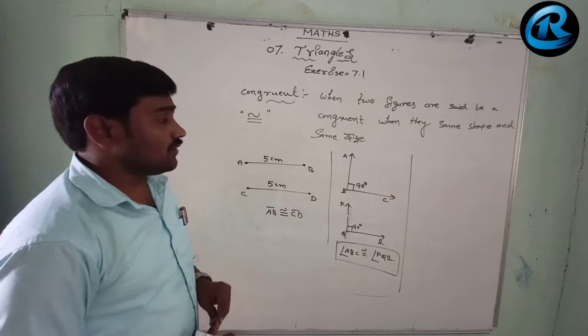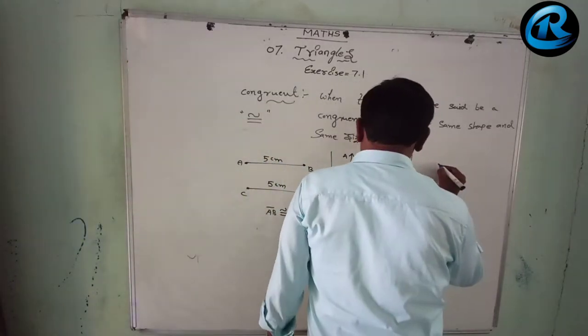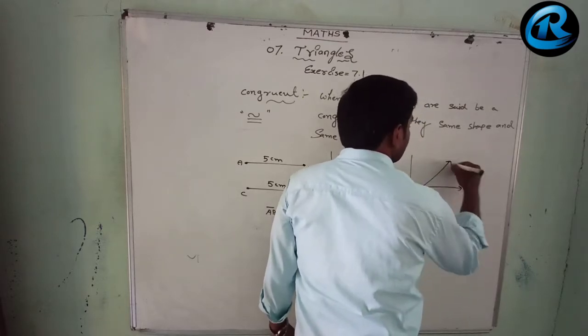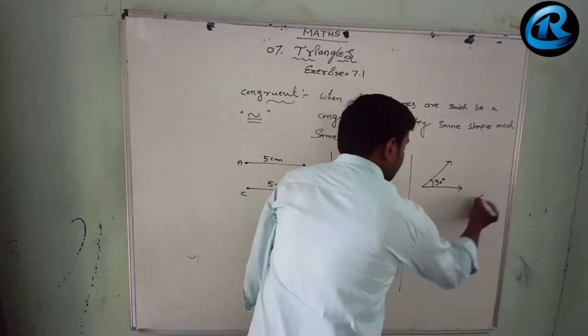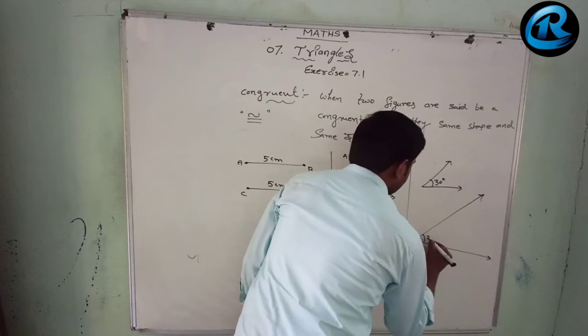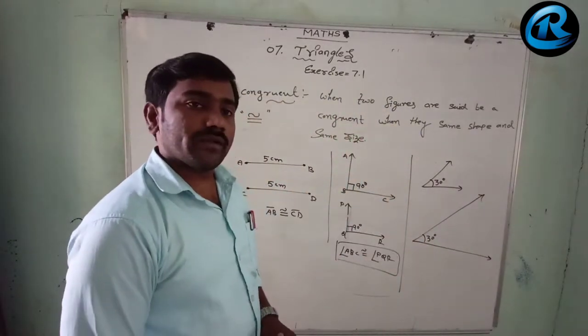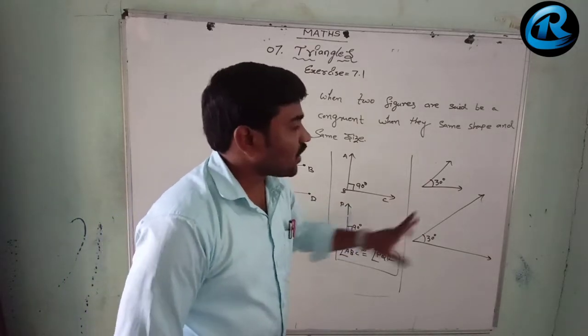Now we go for some more things. Suppose here it is an angle of 30 degrees and see, this is also an angle of 30 degrees. Are these two angles congruent or not? ఈ రెండు angles congruent కాదా? Are these two angles congruent or not?